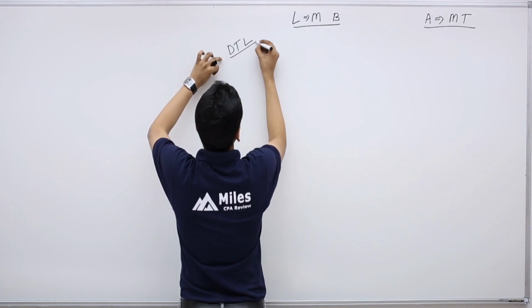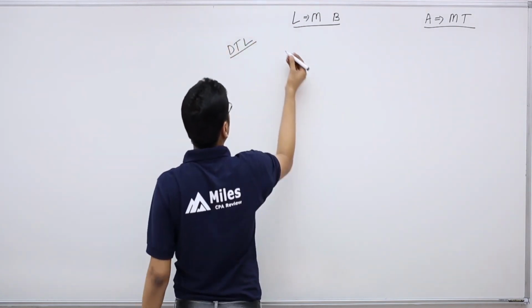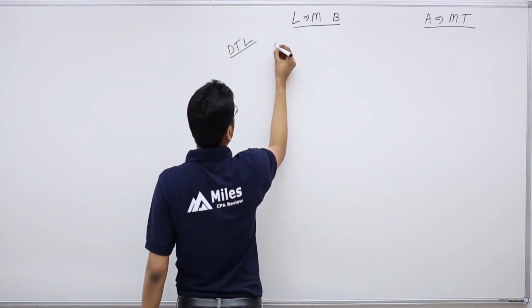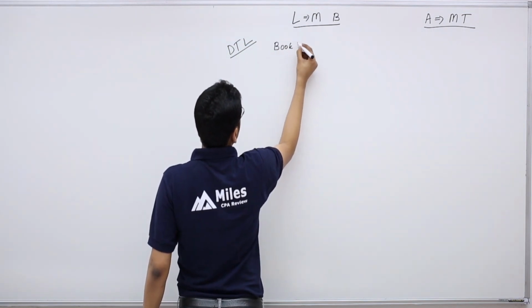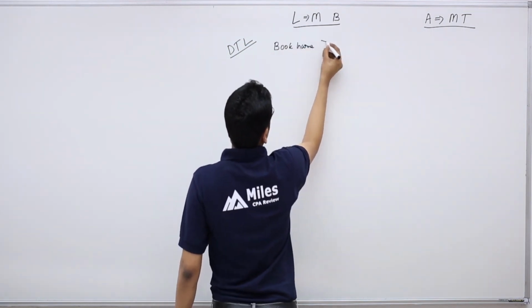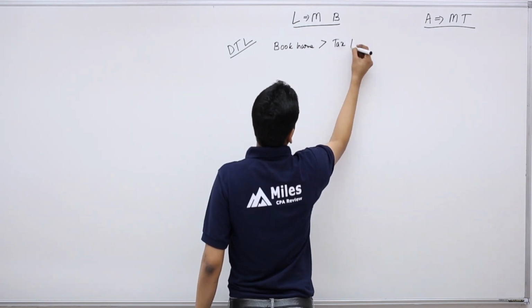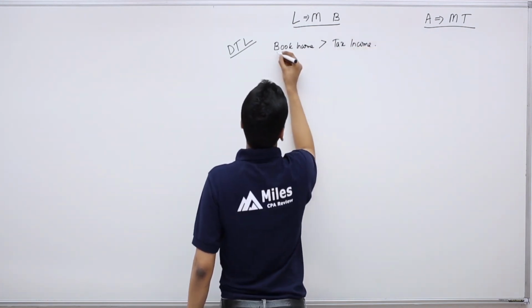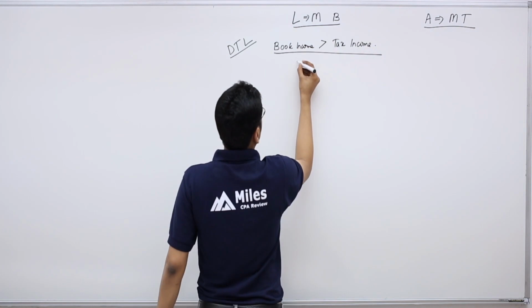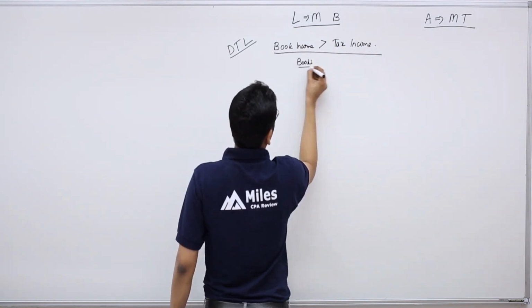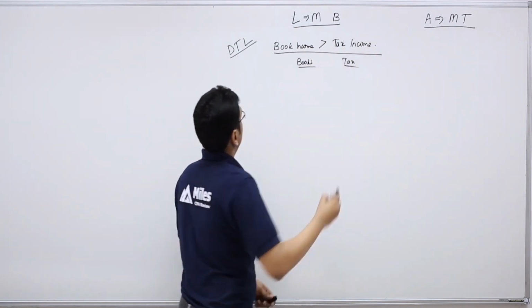So what I'm saying is deferred tax liability means more book income today. So you could say book income is greater than tax income, looking at your books and your tax returns.